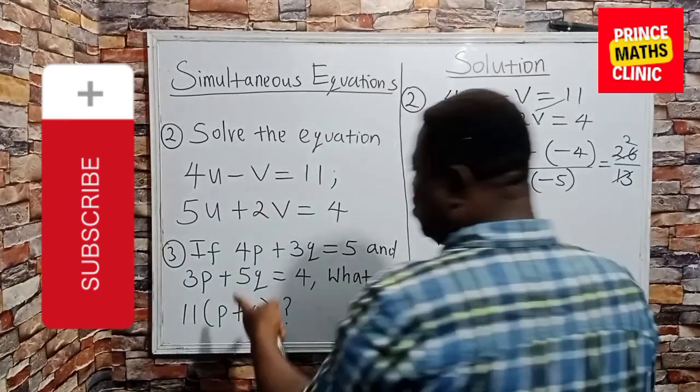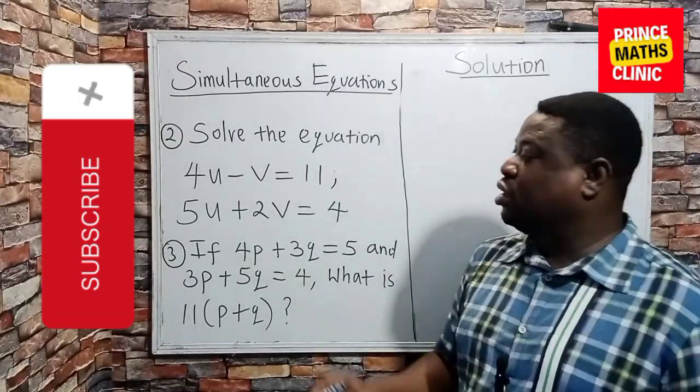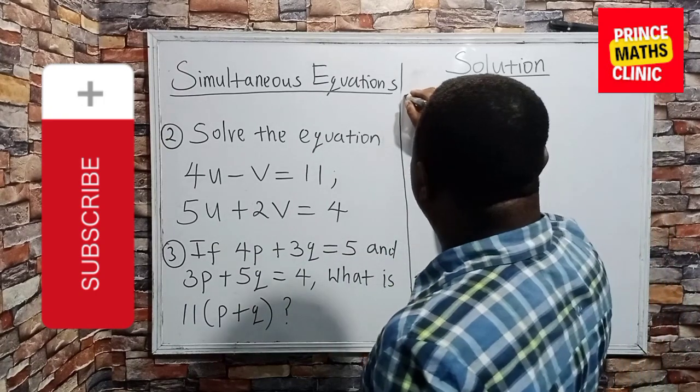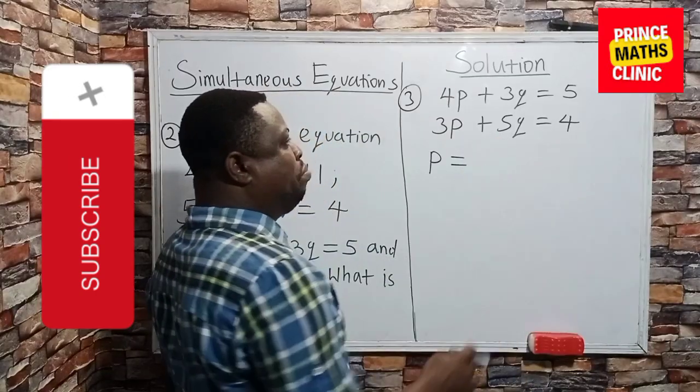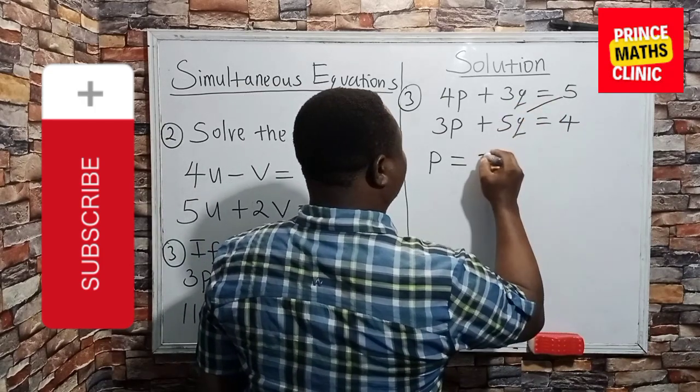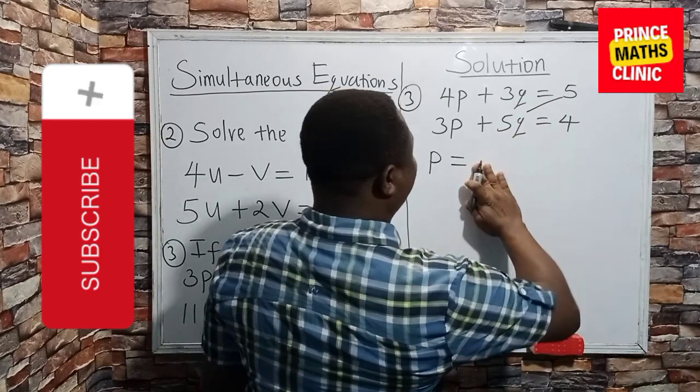Then let's look at the third question. The third question says if 4p plus 3q equals 5. So write that down. To obtain the value for p, we are going to do 5 times 5, which is 25.